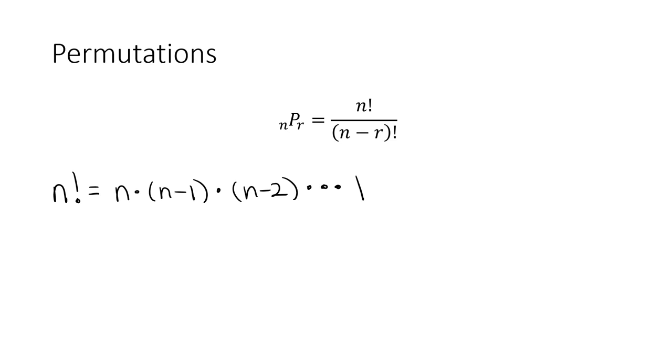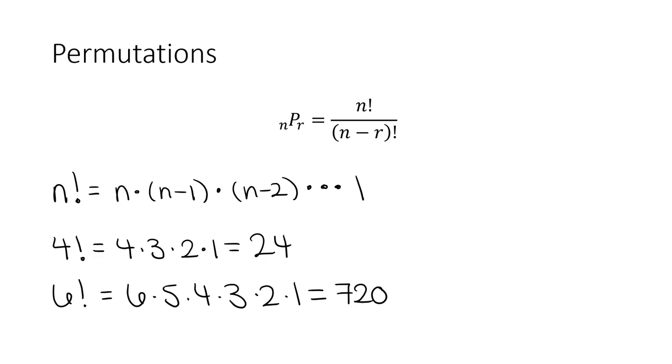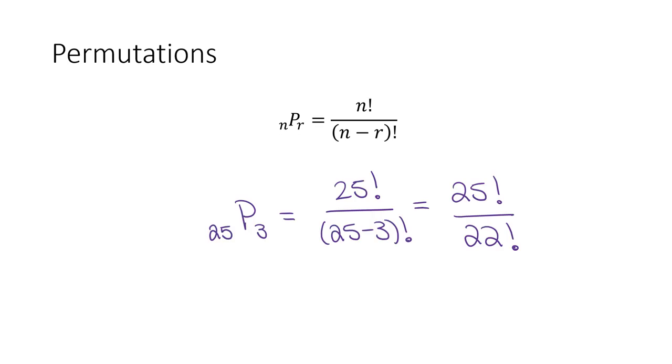n factorial, you take n times n minus 1 times n minus 2, etc., all the way down until you get to 1. So for example, 4 factorial means you take 4 times 3 times 2 times 1. You get 24. 6 factorial would be 6 times 5 times 4 times 3 times 2 times 1. And that's 720. So that's what a factorial is. You just multiply all the numbers below that number together, and that's what we mean by that operation, factorial.